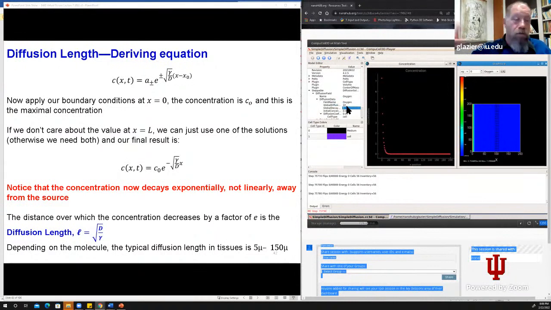It won't let me change it because if it's initially an integer, it has to be an integer. So I could change the diffusion constant to be 100. Now you see it goes further. And so that's something you'll explore.